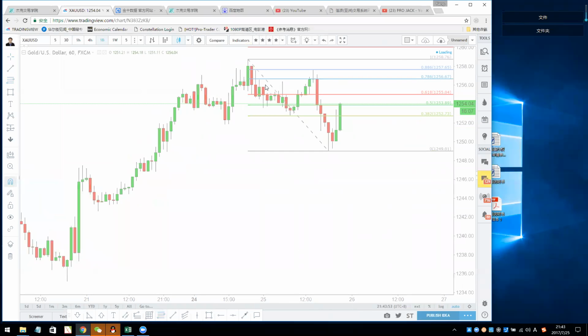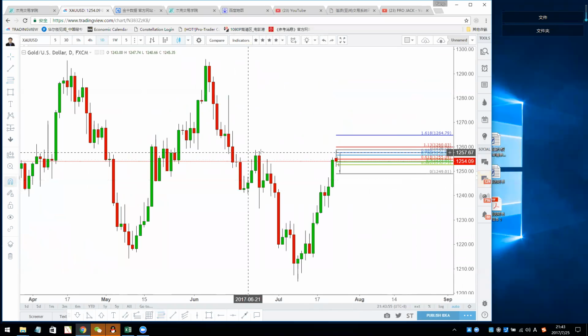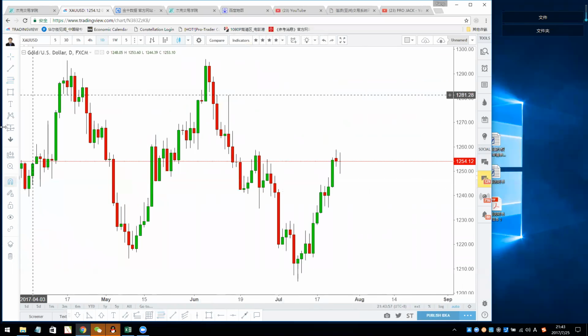However, in the daily chart, I mentioned that 1261 is the place that I want to look at, right?